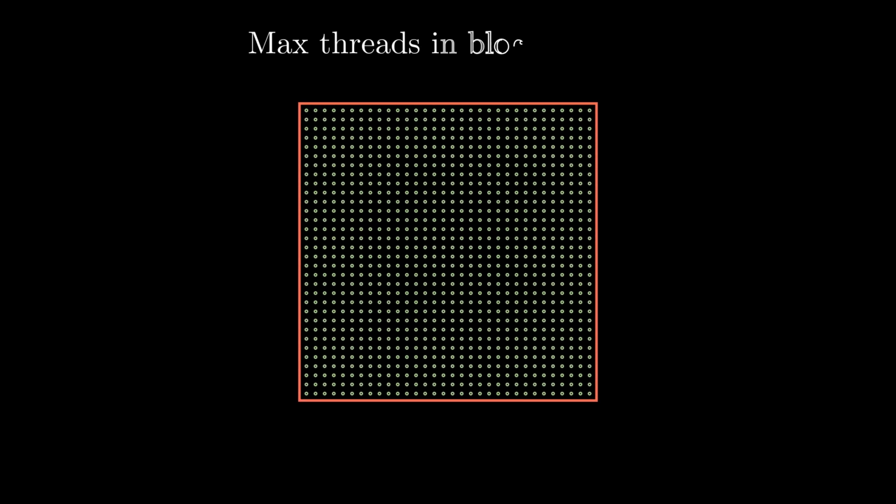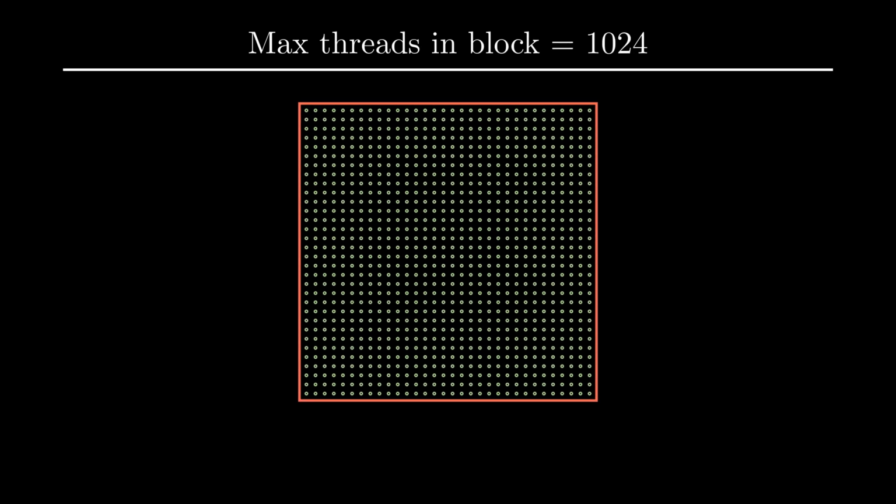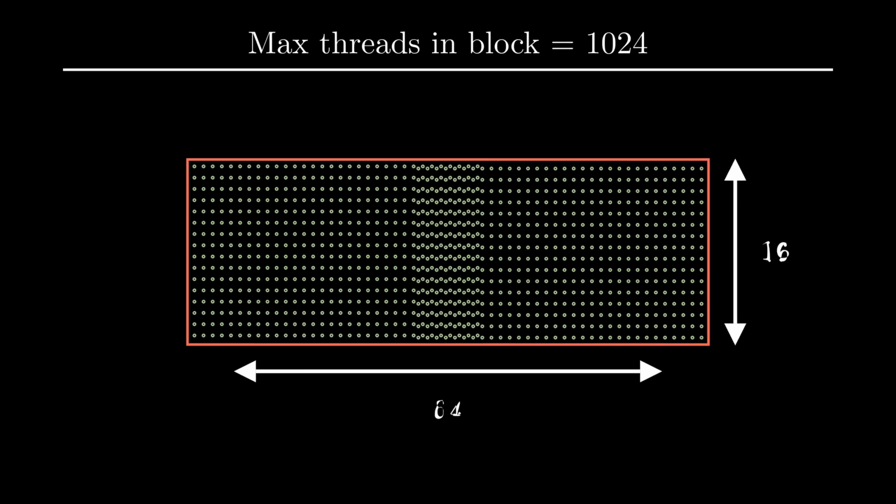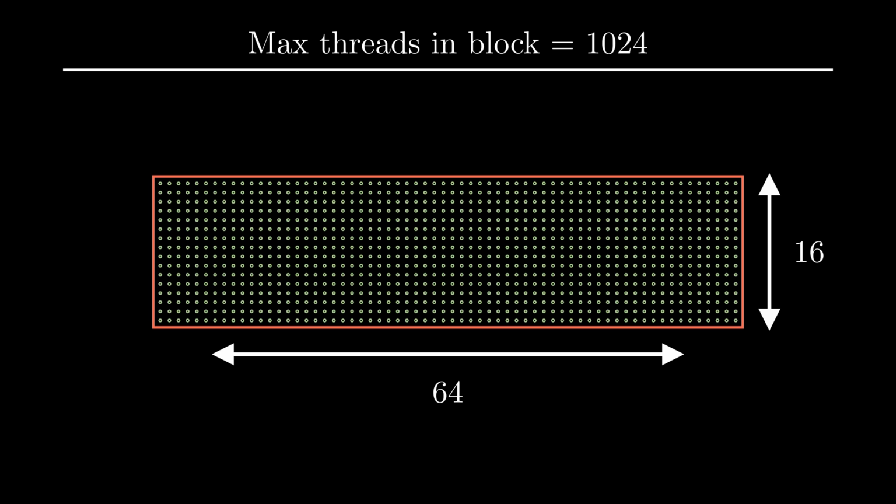Now you might be thinking that this means we should allocate as many threads to an SM as possible. However, CUDA limits this kind of thing. Most importantly, a block cannot have more than 1024 threads. This means the max we can do is a 32x32 block. Now we can obviously change the X dimension to 64, but then we have to decrease the Y dimension to 16.